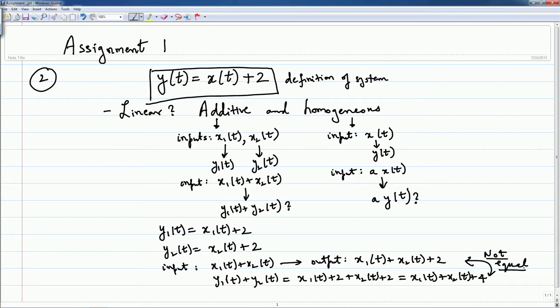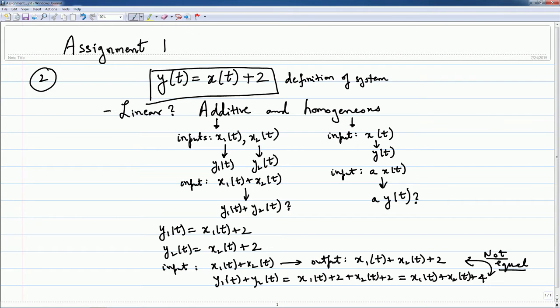Okay. So, if I have two inputs x1 of t and x2 of t, and if I provide the new input x1 of t plus x2 of t, the output I get is x1 of t plus x2 of t plus 2, and that is not equal to the sum of the two individual outputs y1 of t and y2 of t. So, if these two are not equal, then the system that is defined by y of t equals x of t plus 2 does not satisfy the additivity property, and it is therefore not linear.